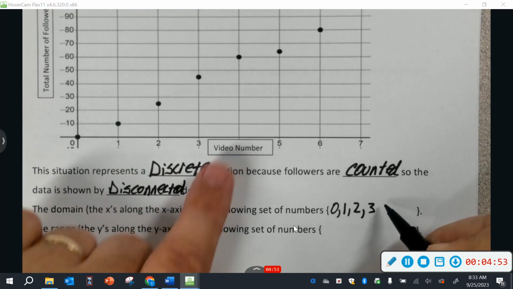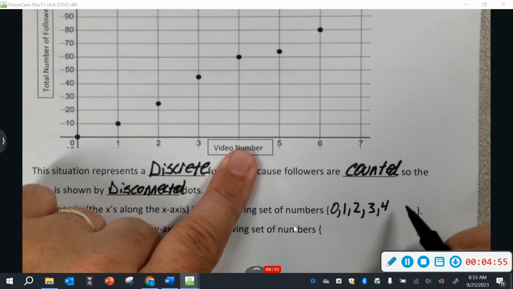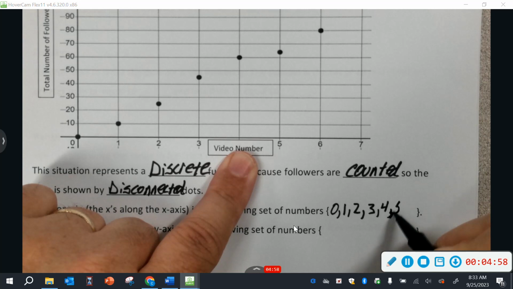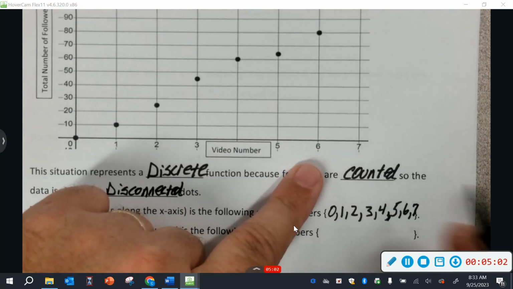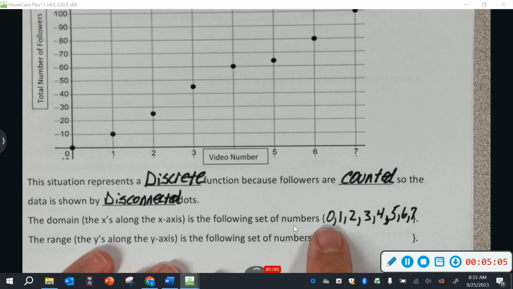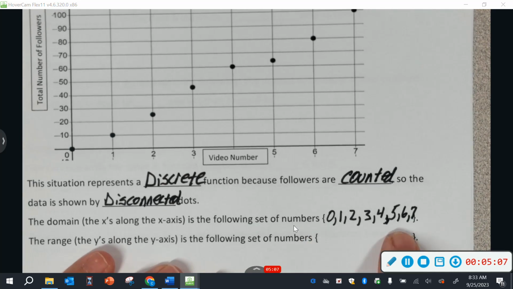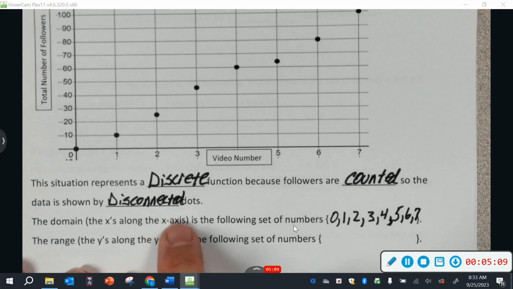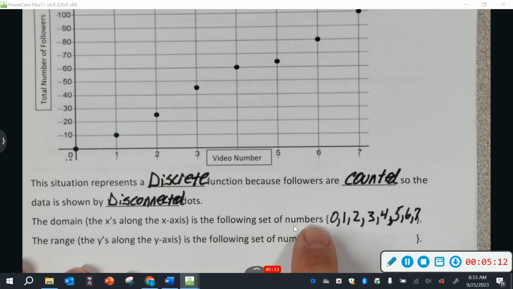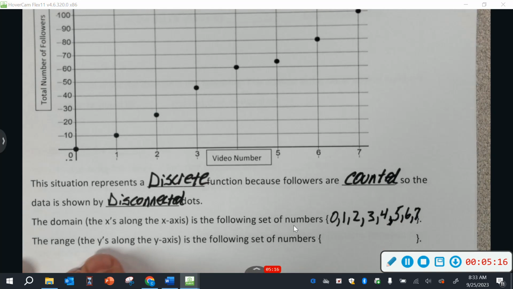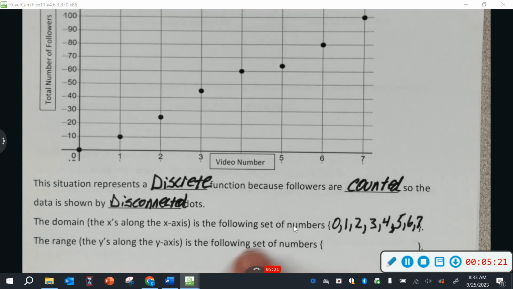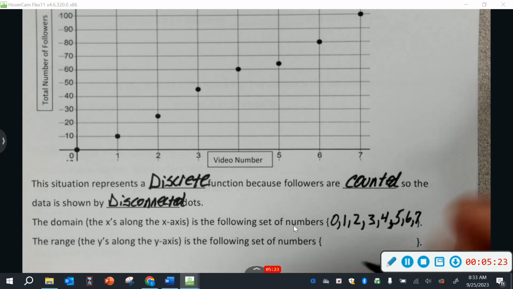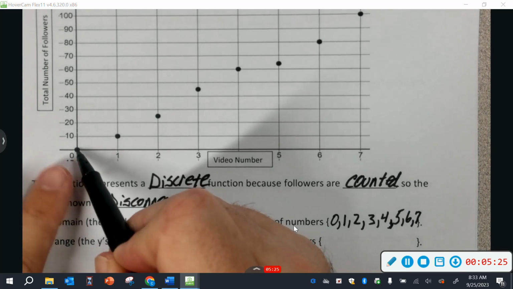2, 3, 4, 5, 6, and of course 7. Okay, and then we put them in the brackets like this for set notation. So the domain is the x-axis values, the following set of numbers: 0, 1, 2, 3, 4, 5, 6, 7. Now the range is going to be the y's along the y-axis, and it is the following set of numbers.